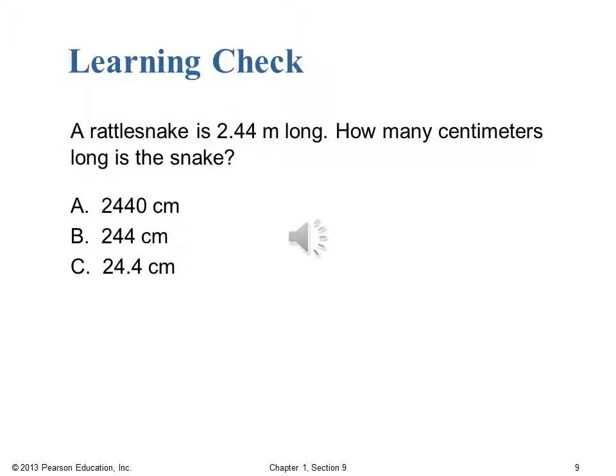Here we have a rattlesnake that is 2.44 meters long. How many centimeters long is the snake? And this is multiple choice, like your test questions will be. So choice A, 2,440 centimeters. Choice B, 244 centimeters. Or choice C, 24.4 centimeters. So go ahead, take a moment to select your answer, pause the video if needed, and we'll see how you did.